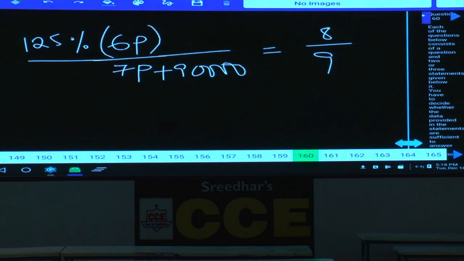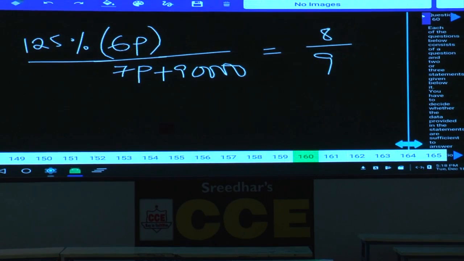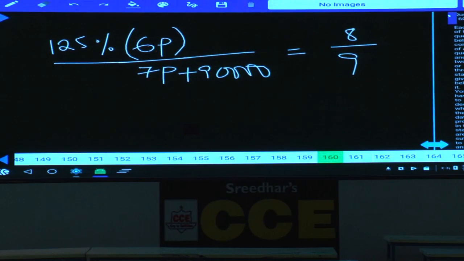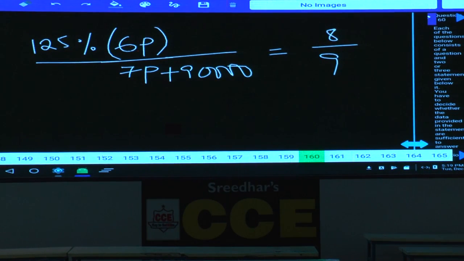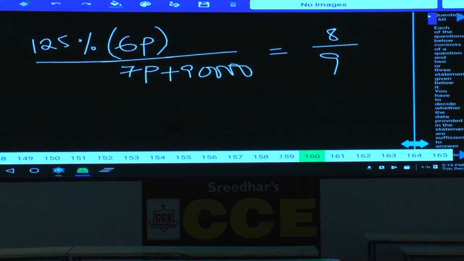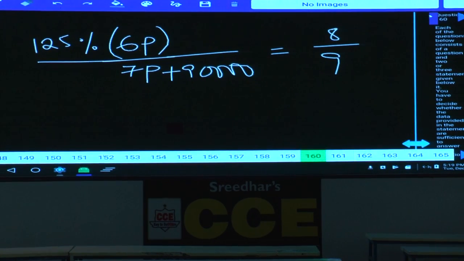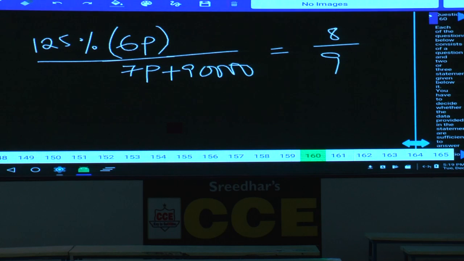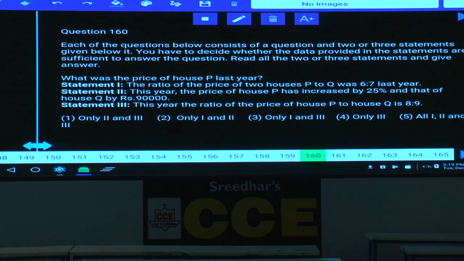How many variables are there? Only one. P is the only variable. If you can get the P value, can we calculate house P's value last year and Q's value last year? Will you be able to get the answer? Yes. So which all information is used here? All are used.